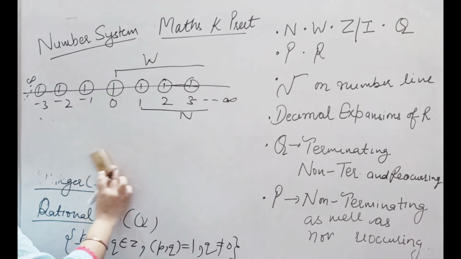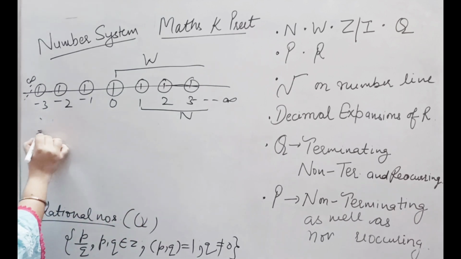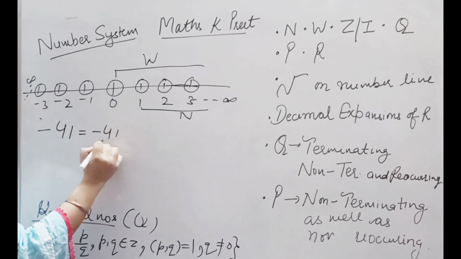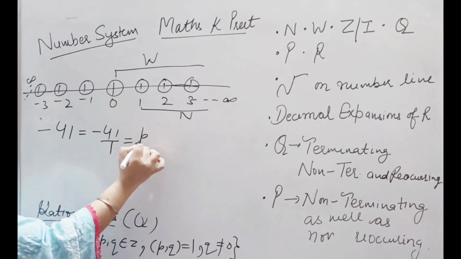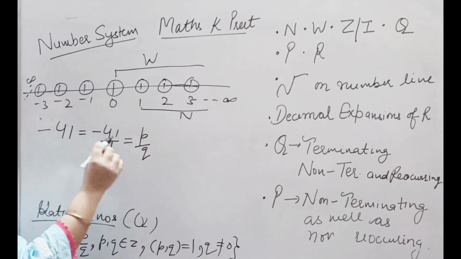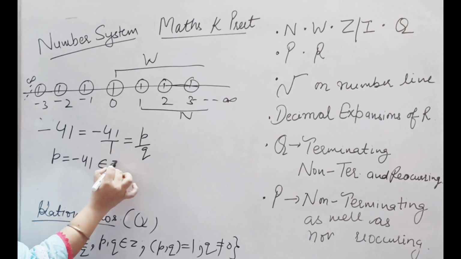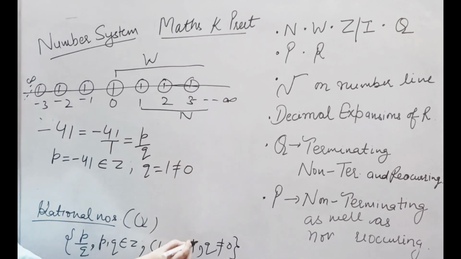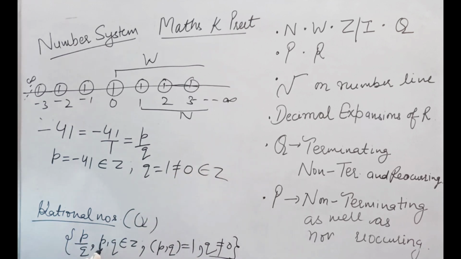Let's take an example. Say minus 41. This minus 41 can be written as minus 41 upon 1. Nothing will change. This is of the form P by Q. So here P is what? Minus 41 belonging to integers. Q is 1 which is not equals to 0, satisfying this condition and belonging to Z. So both these conditions are satisfied.